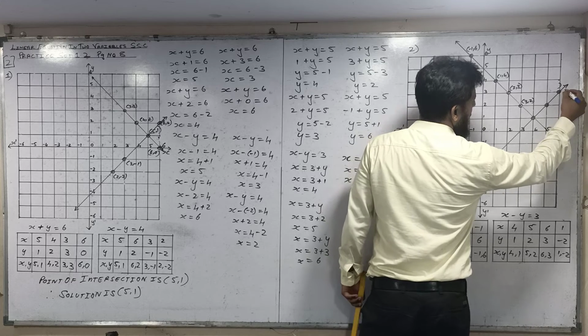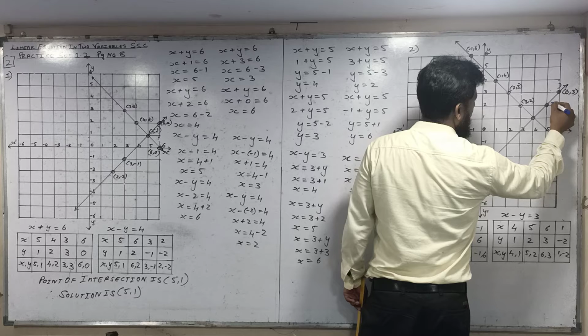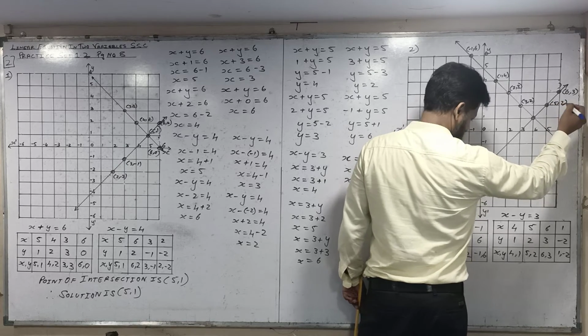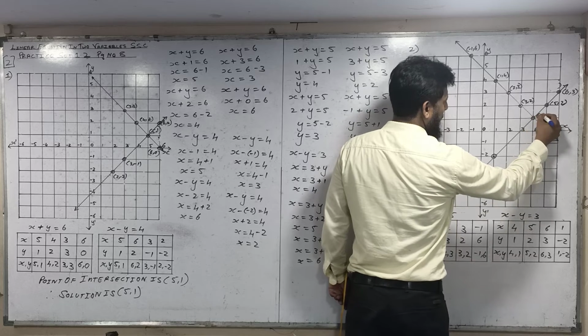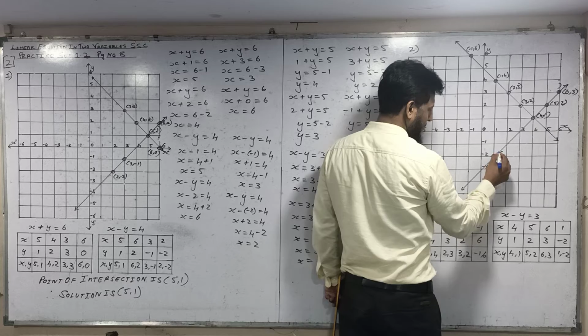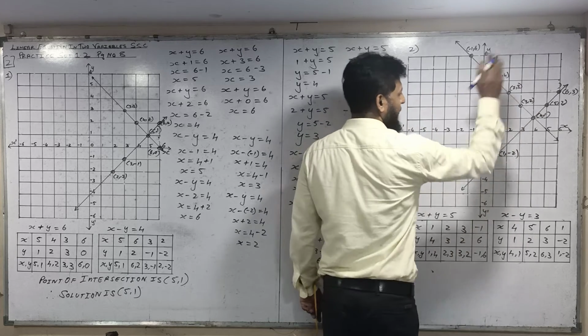So x value 6 and y value 3. X value 5 and y value 2. X value 4, y value 1. X value 1, y value minus 2. So all these 4 points.